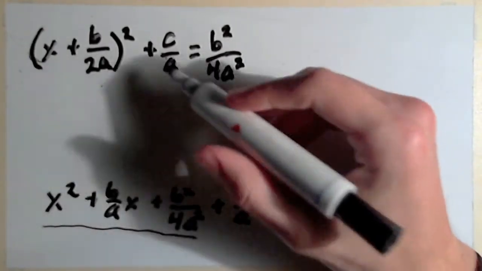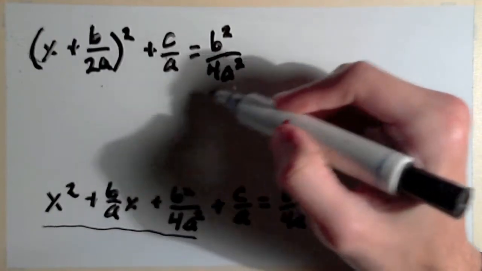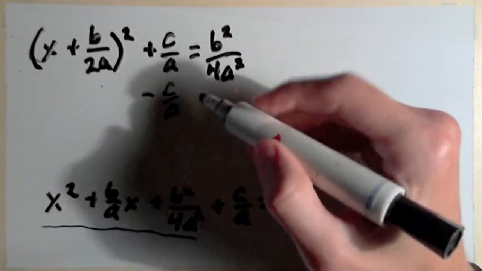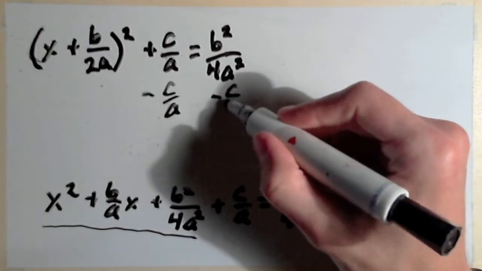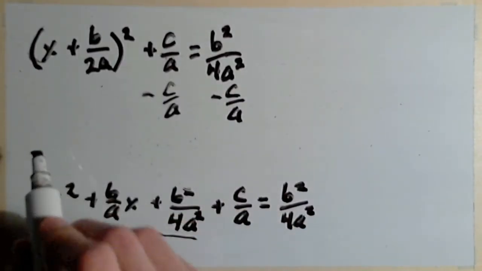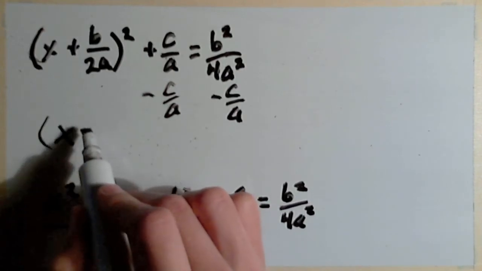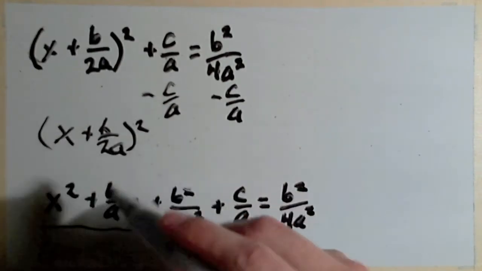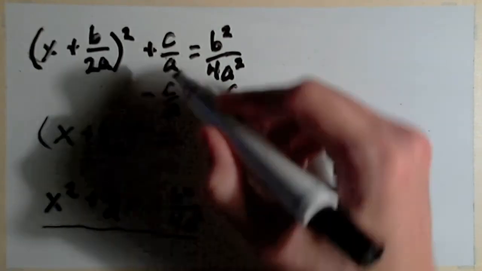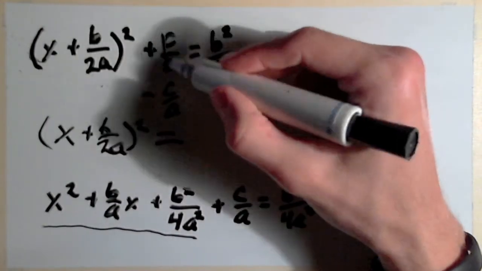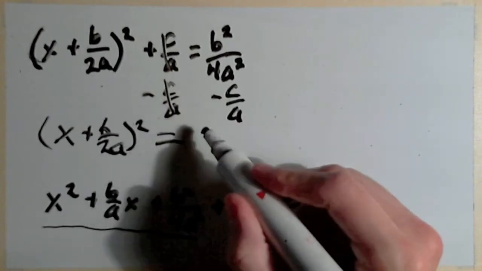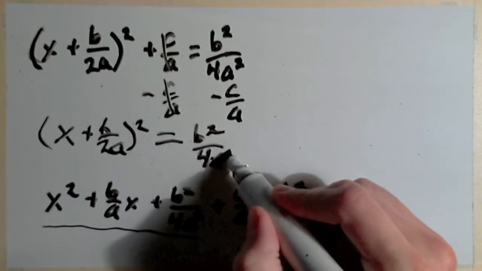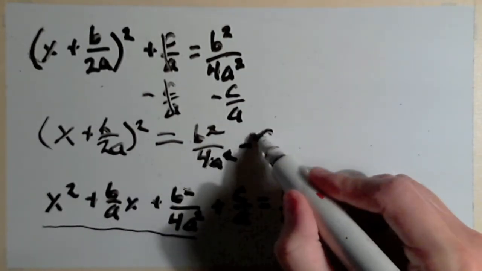The next thing we'll do is move this c over a to the right side of the equation. We can do that by subtracting off c over a from both sides. So now we'll have x plus b over 2a squared is equal to the c over a minus c over a. These will cancel. b squared over 4a squared minus c over a.